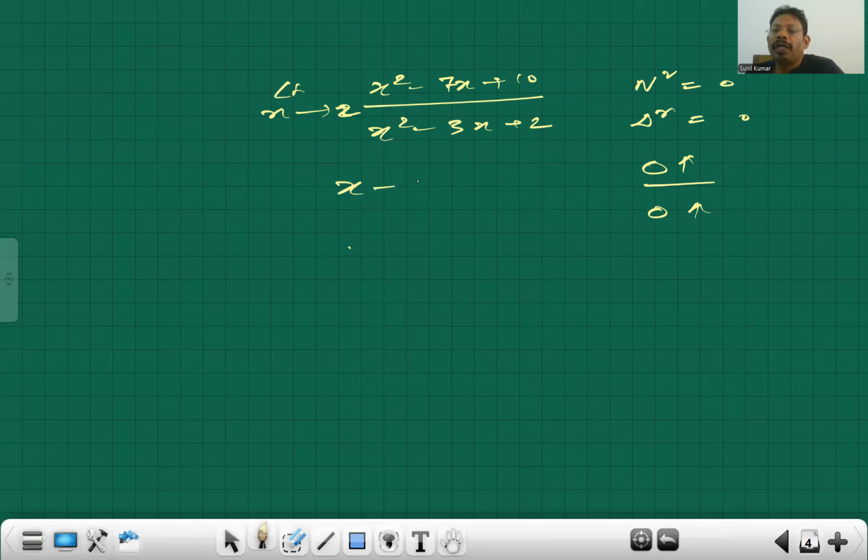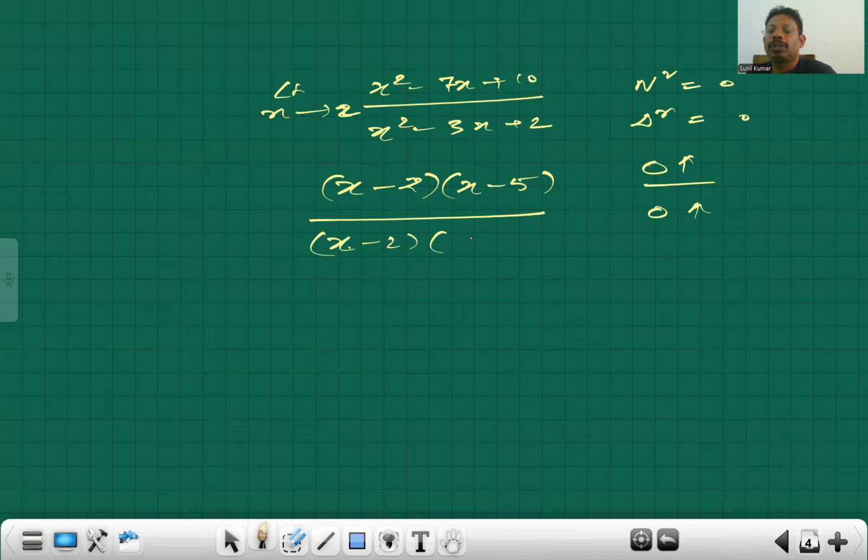In the numerator, we can factorize. You know that x equal to 2 satisfies this, which means x minus 2 is a factor. The first term is x square, so in the second bracket we write x, and the last term is plus 10, so we keep minus 5 here. The same situation here also: x equal to 2 satisfying means x minus 2 is a factor. It is very easy. In the second bracket, the first term is x and then minus 1. You can calculate, the same thing will come here.